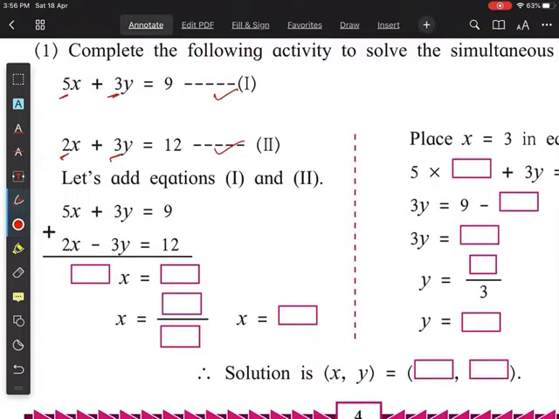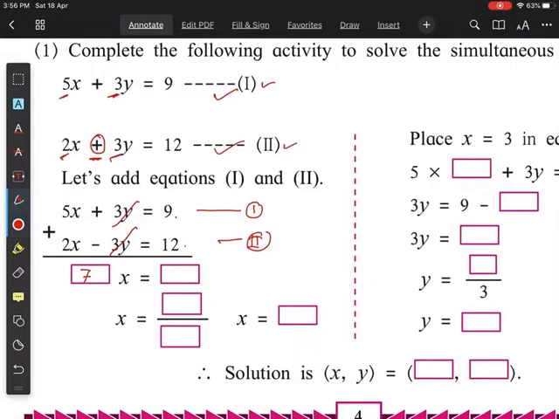Therefore directly in this example, the example which is given in your textbook, there is a mistake. Instead of plus there is a minus. So equation 1 as it is, equation 2 as it is, we have to just add these two equations. If we observe these two equations, plus 3y and minus 3y will get cancelled. 5x plus 2x you will get 7x.